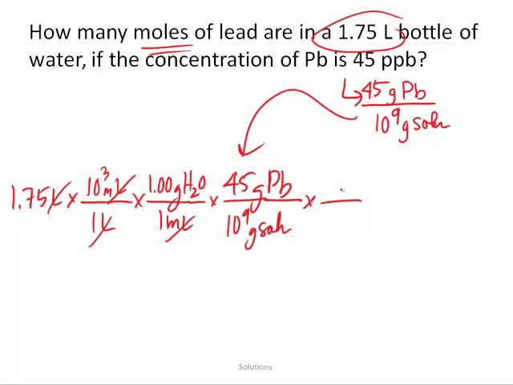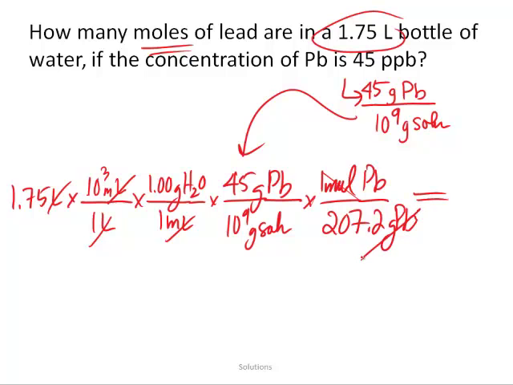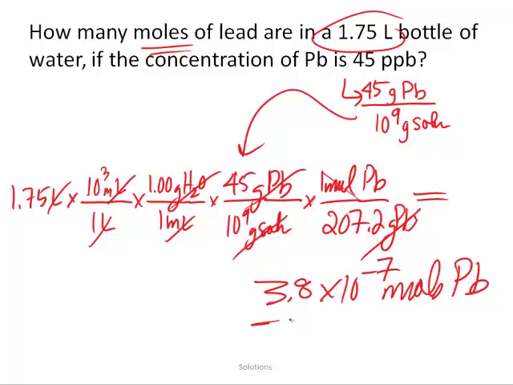And of course we can go to our periodic table and we can find that in 1 mole of lead we've got 207.2 grams of lead, and this is going to give us an answer of, if everything cancels out, those are on our calculator, 3.8 times 10 to the negative 7th moles of lead.